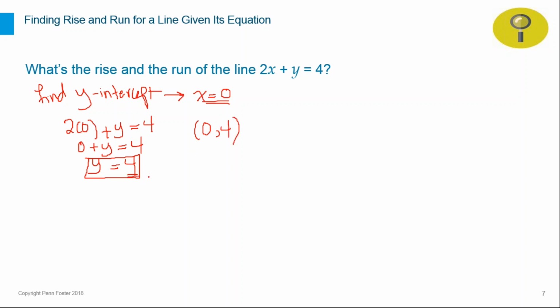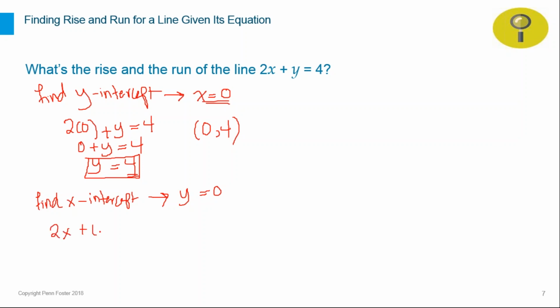The second point is the x-intercept point. So find the x-intercept point, which you can get from setting the y this time to 0. You're going to use the same equation, and instead of putting x equals 0 this time, you're going to have y equals 0, and then we'll solve for x.